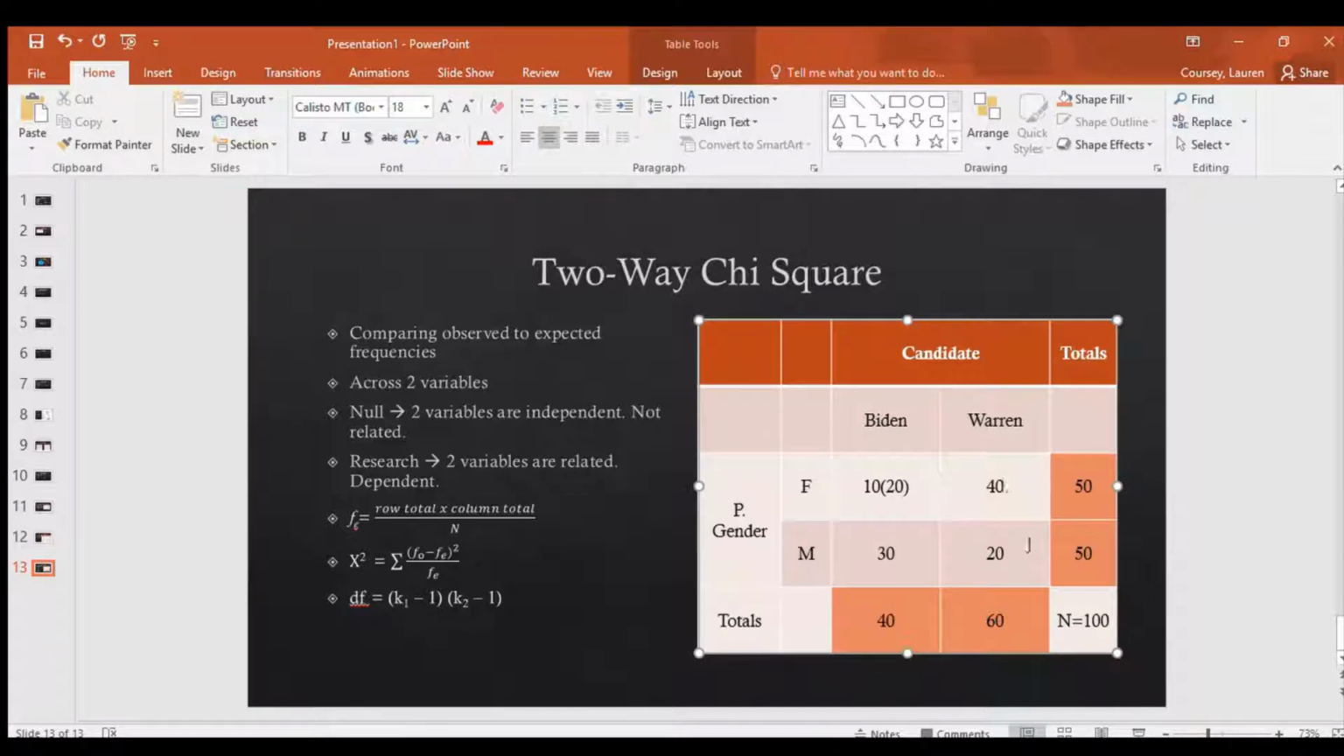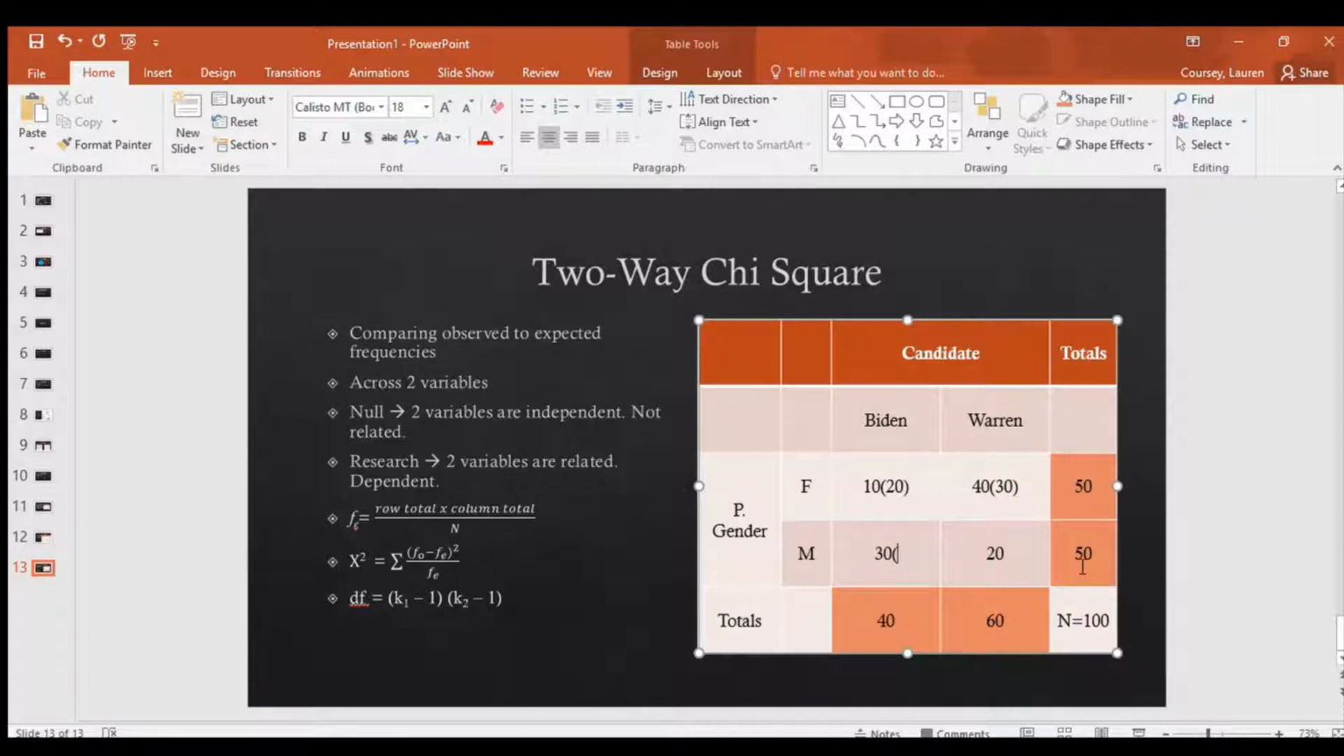Now let's determine my expected frequency for Warren. Again, I would take 50 as my row total. This time I would multiply it by 60, which is my column total. So 60 people overall indicated that they would vote for Warren. And again, I would divide that by 100. So 50 multiplied by 60 divided by 100 gives us an expected frequency of 30.